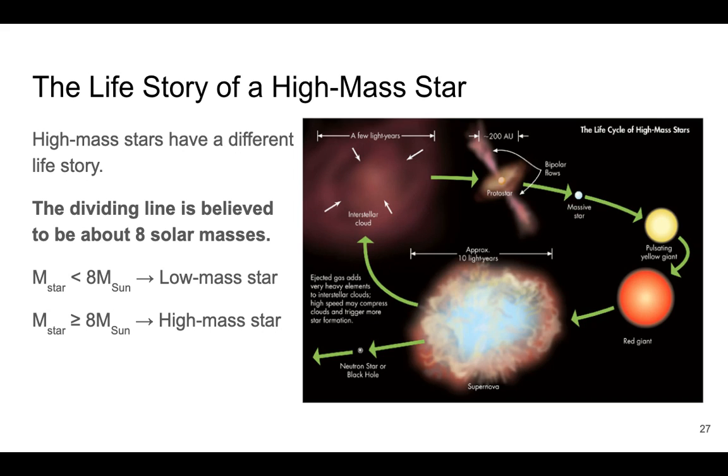So the dividing line between a low mass star and a high mass star is about 8 times the mass of the sun. So if you are less than 8 times the mass of the sun, we're going to consider you a low mass star, and you're going to live and die a certain way. If you are more than 8 times the mass of the sun, then your life story is going to be different. And you're going to end up in one of 2 different possible ultimate fates.